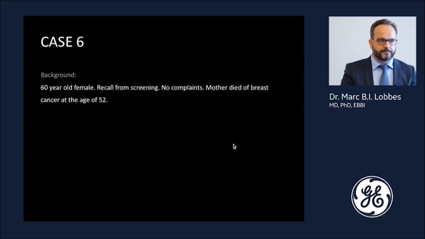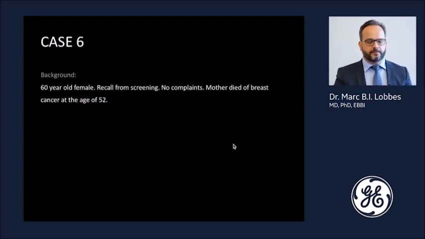Now, case 6 is a 60-year-old female, also recalled from screening, because that's the predominant population that we have in our institute. Recalls from screening, evaluated with contrast-enhanced mammography. Again, no complaints, and she had a slight family history of breast cancer, her mother dying of breast cancer at the age of 52, so she was also a little bit anxious.